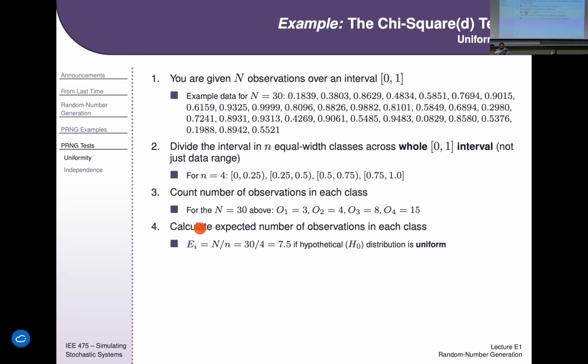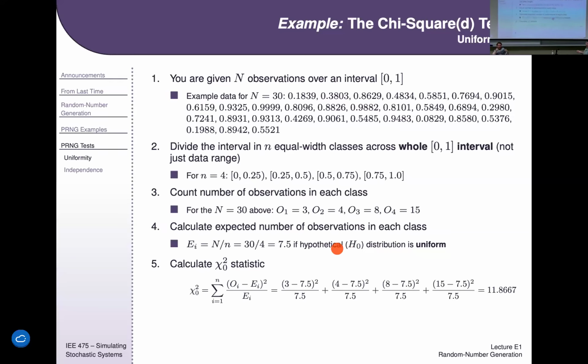Okay, so then we calculate the expected value for each one of these 4 bins, and it's all 7.5. So that's the total number. So there were 30 divided by 4, 7.5. And so that's what we would expect under the null hypothesis. And then we calculate the statistic, all the observeds minus the expected squared divided by expected, summed across the bins. We get a value, 11.8.